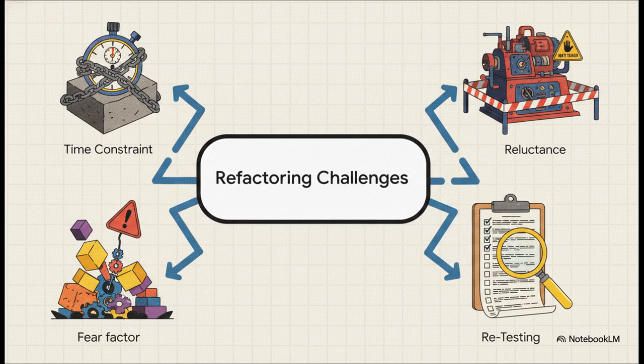First is the time constraint. Agile sprints are time-boxed with strict deliverables, so carving out time to clean up code is tough. Then there's simple reluctance, that classic, if it ain't broke, don't fix it mindset. Developers also stress about integration with other branches, and there is a massive fear factor that changing things will accidentally introduce new bugs. I mean, we've all been there, dreading breaking something that already works.